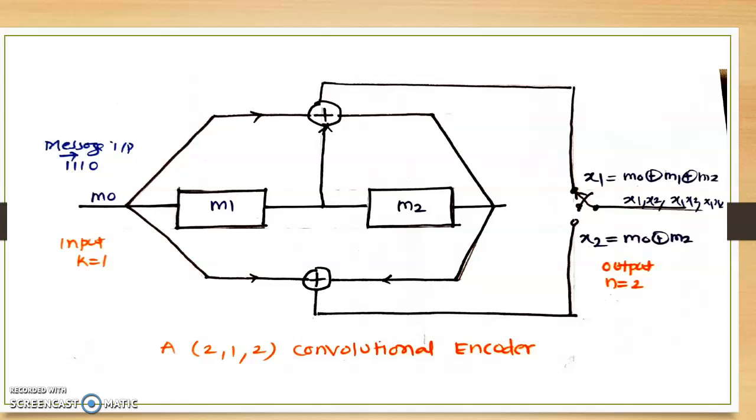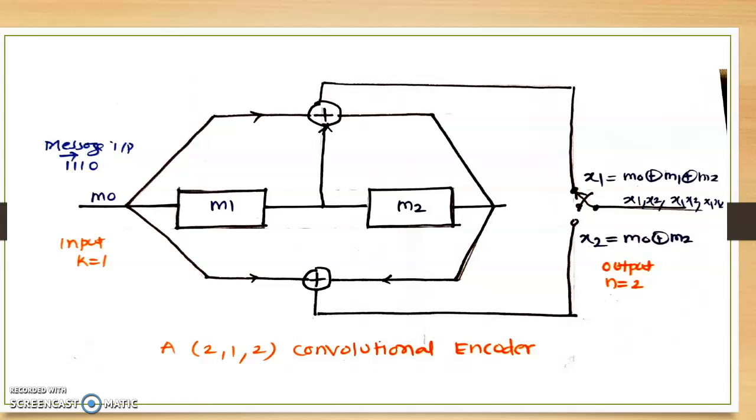Now to draw the encoding diagram, first we require the convolution encoder. Here for example I have taken a (2,1,2) convolution encoder, that is (n, k, m). Here k is equal to 1 which is the input and n is equal to 2 which is the output. So the code rate r is equal to k by n, which is 1 by 2.